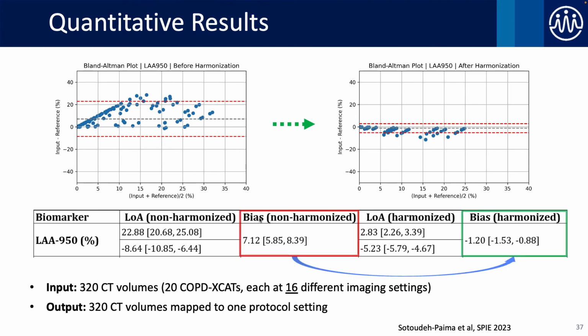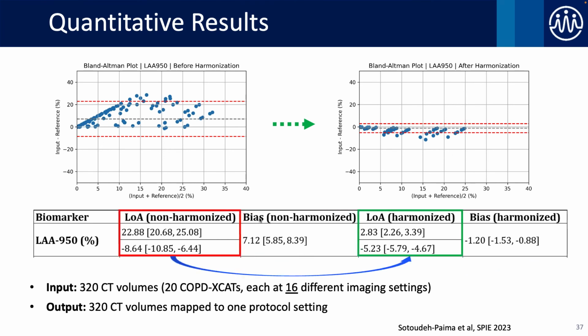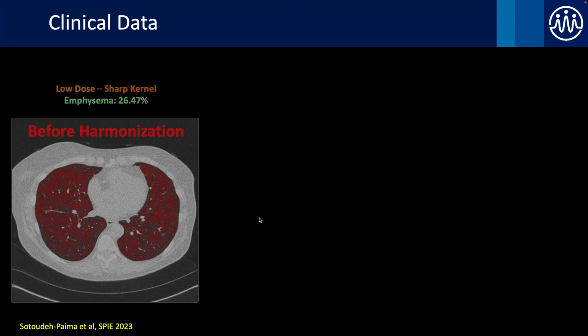And here I'm showing you some of the results. In terms of bias, we went from 7% to minus 1%, and the limits of agreement are dramatically changed and improved.